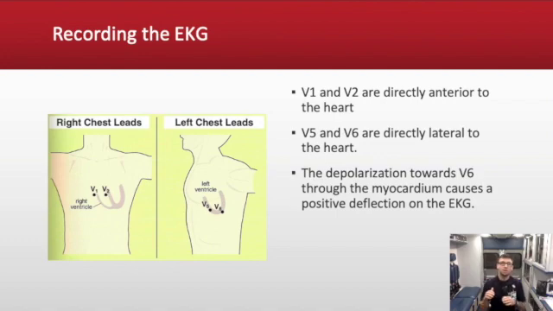Again, most of our electricity is moving away from V1 and V2 because it's moving towards that inferior portion, or V5 and V6, right? It goes at kind of a sideways angle. So V1, V2 are up here. If our deflection is going this way, we're actually moving away from V1, V2, so those should be negative. And V5 and V6 should be positive because the electricity is moving towards them.